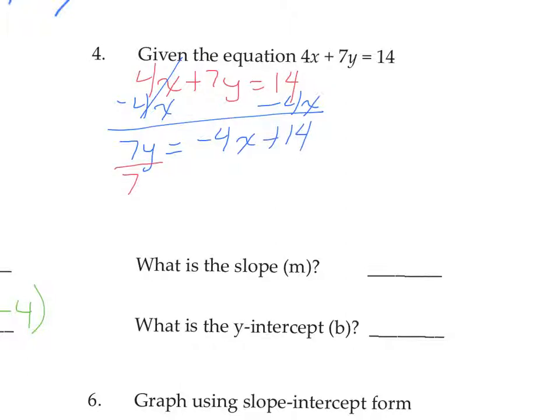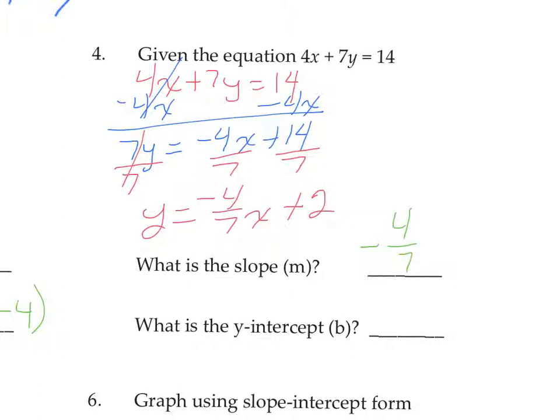Divide by 7 to isolate that y. All three terms divide by 7. So y equals -4/7 x plus 2, because 14 divided by 7 is 2. Y equals mx plus b. So what's the m now? The m is -4/7. The y-intercept has a 0 for x, but you can see the y-coordinate right here is 2.